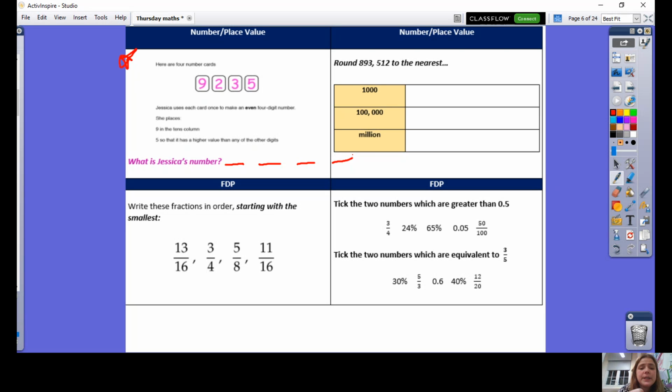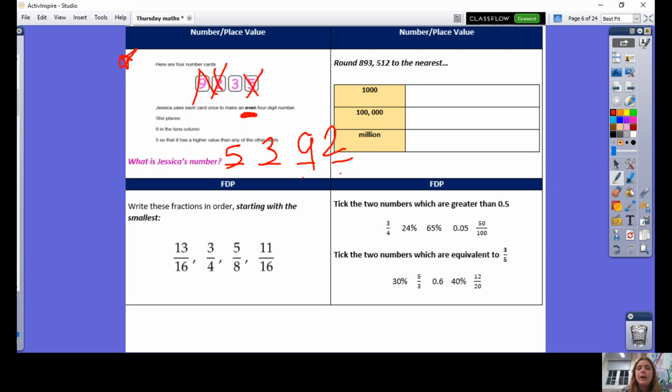Okay, the first clue here was that it's an even number. If it's an even number, I need my ones to be even. The only even digit was 2. 9 needs to be in the tens column, so that's the ones and the tens, so 9 goes here. And a 5, so it has a higher value than any of the other digits. 5 goes in the thousands, leaving 3 in the hundreds.